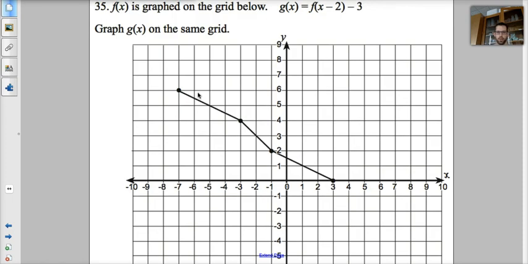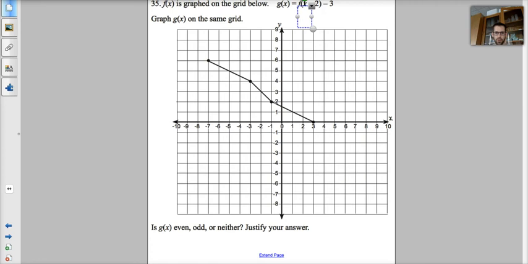Okay, great. So on this one, it graphs this thing, and it's saying graph g of x. So g of x is, well, let's see, there's a transformation happening. So it's going to the right 2, and then it's going down 3. So each point goes right 2, down 1, 2, 3. Right 2, down 1, 2, 3. Right 2, down 1, 2, 3. Right 2, down 1, 2, 3. Now I'm going to connect it with a line. Make sure that looks right. Okay, cool.